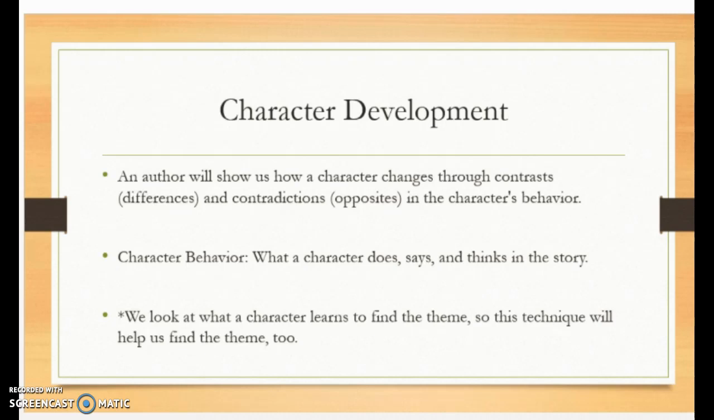Contrasts and contradictions can show us how a character develops or changes over time. So an author will show us how a character changes through contrasts, differences, and contradictions, the opposites, in a character's behavior. And remember, a character's behavior is what a character does, says, or thinks in the story. So when we look at what a character learns, we can find the theme. So this technique can help us find the theme as well as setting and plot and character development.